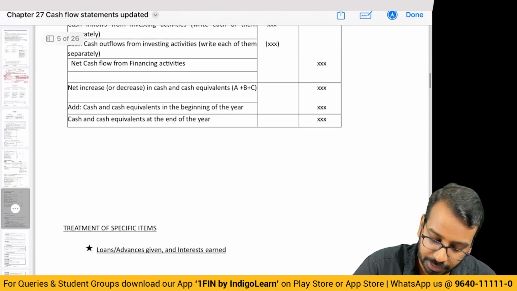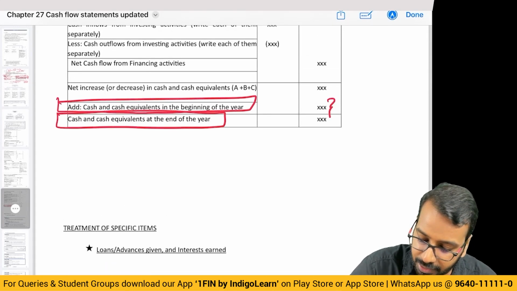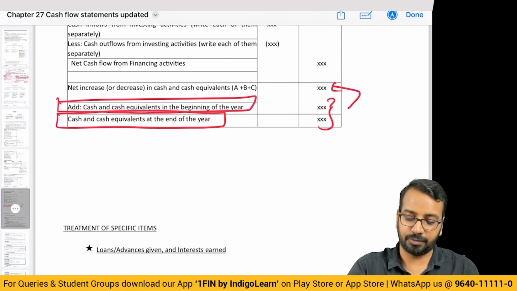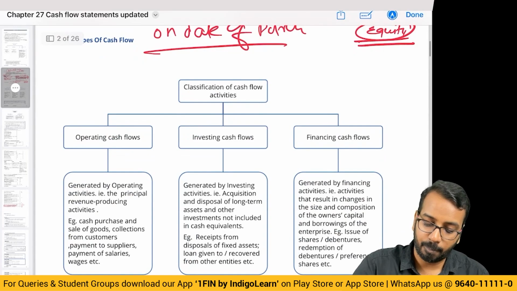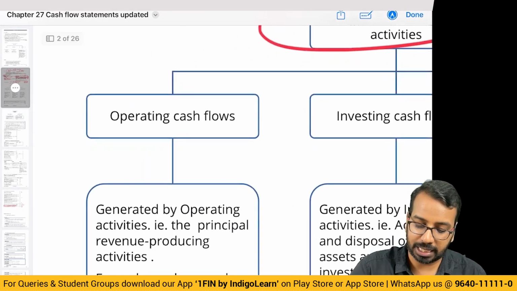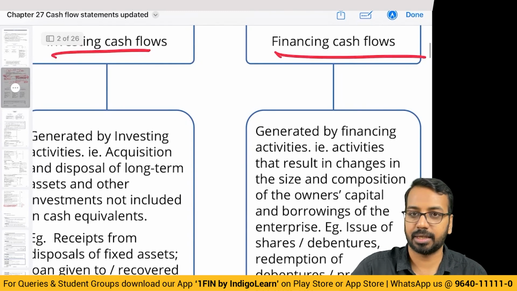Here, cash and cash equivalents in the beginning of the year, cash and cash equivalents at the end of the year. This difference will be total to this difference. Then, activities of cash flows are classified as operating cash flows, investing cash flows, and financing cash flows.